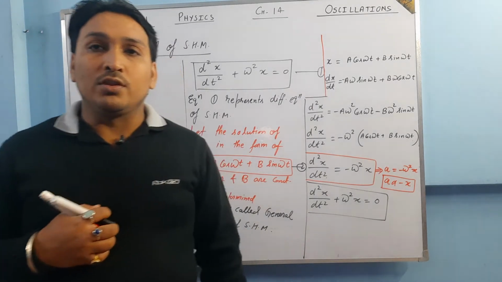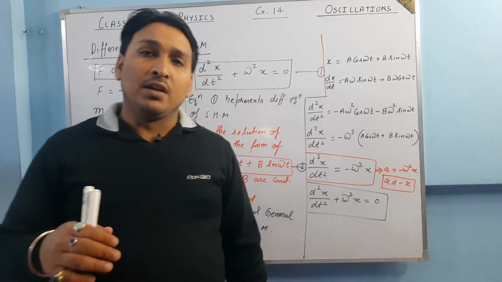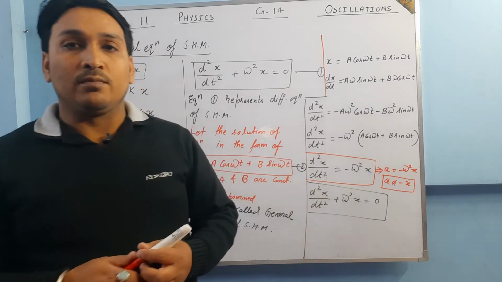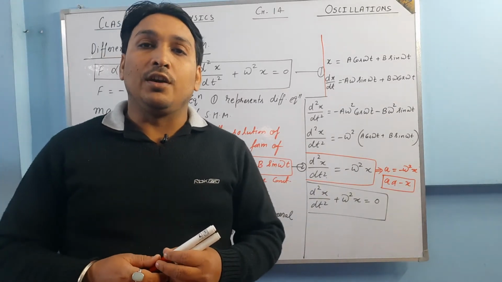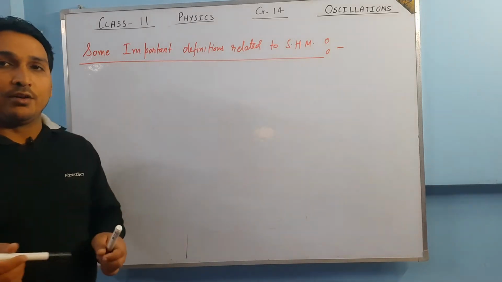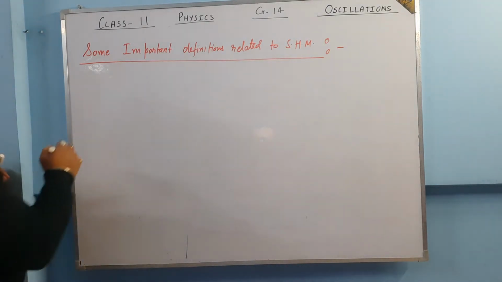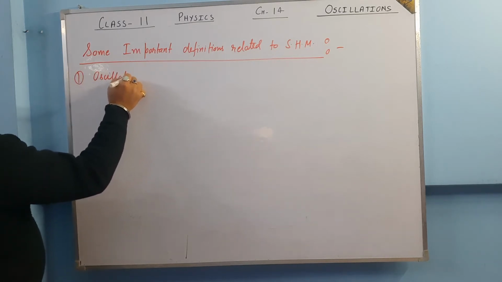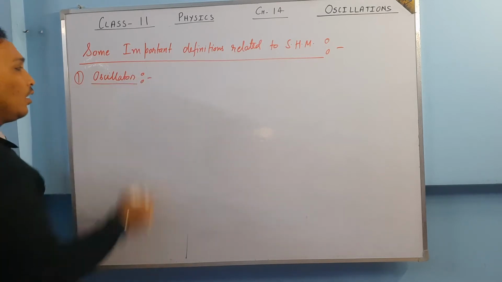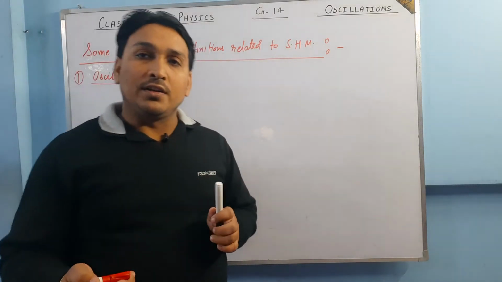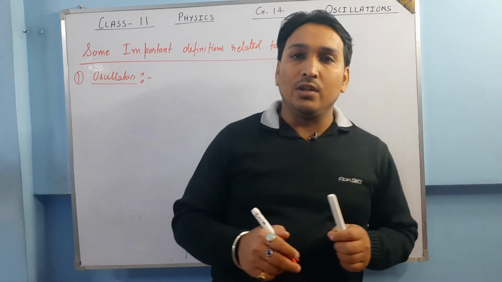Now we are going to talk about some important definitions related to SHM. Then after that we'll start doing the examples and more about this expression. So let us define some important terms related to SHM. The first thing we are going to define is what an oscillator is. I'm just telling you the definitions so that you can understand. You will make notes by yourselves. What is an oscillator? The oscillator is the particle which is actually doing the SHM.